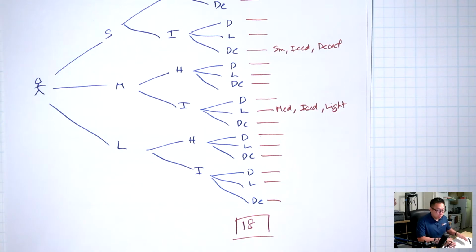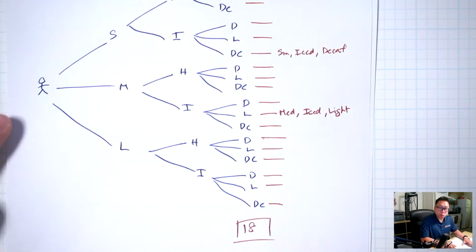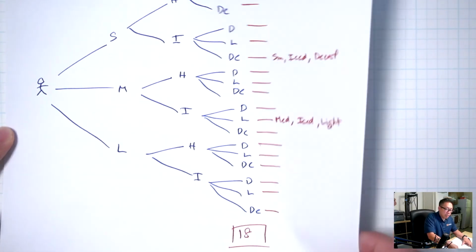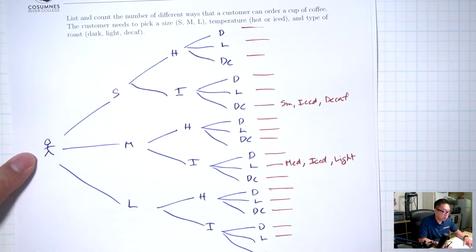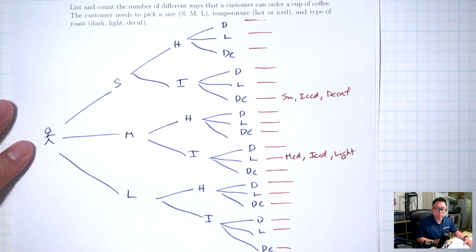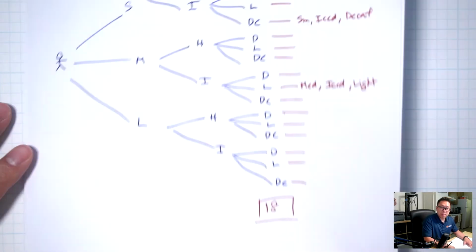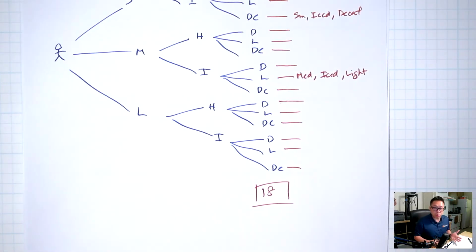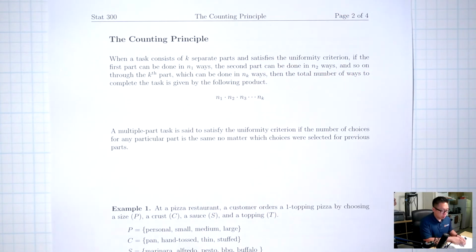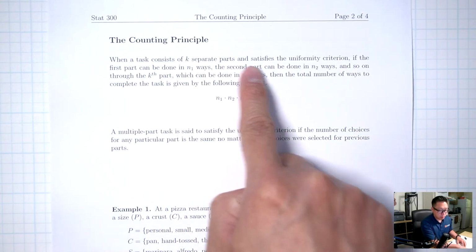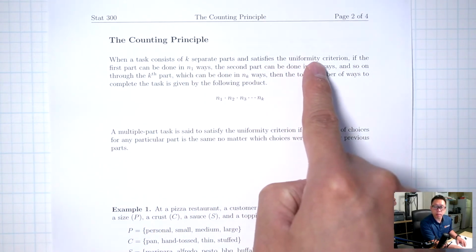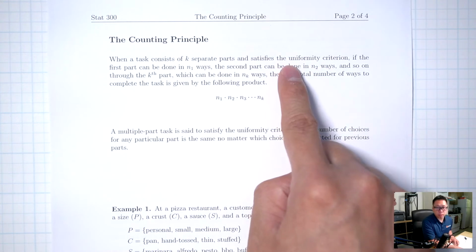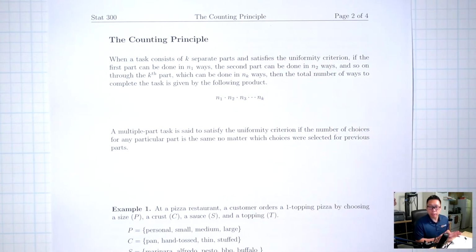Now, that was a little annoying to have to draw this picture. So the question is, is there another way that I can get to this 18 without having to list out all the possibilities? And the answer is yes. And we're going to use what's called the counting principle. The counting principle says when a task consists of case-separate parts and satisfies the uniformity criterion. So for now, don't worry about the uniformity criterion. I'll explain what that is a little bit later.